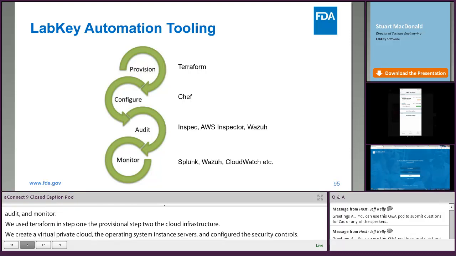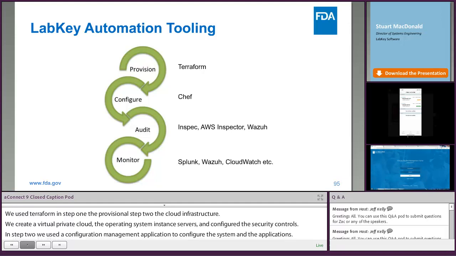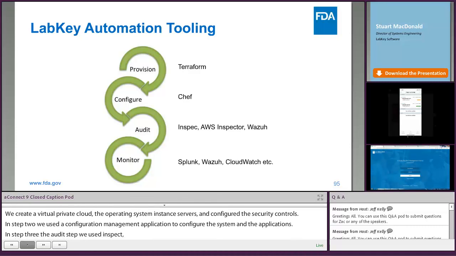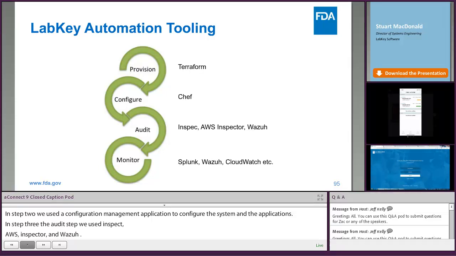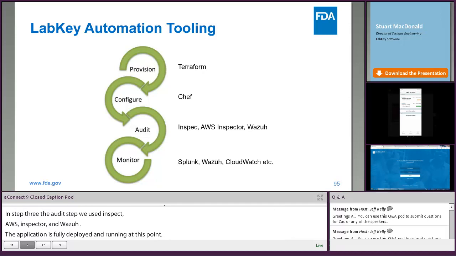In step 2, we use Chef as a configuration management application to configure the operating system and the applications. In step 3, the audit step, we use Inspec, AWS Inspector, and Wazuh to audit the application deployment to ensure that it meets the security design. At this point, the application is fully deployed and running. In step 4, the monitoring step, we use Splunk, Wazuh, and CloudWatch to monitor the applications to ensure that they're running and that the environment is not tampered with.